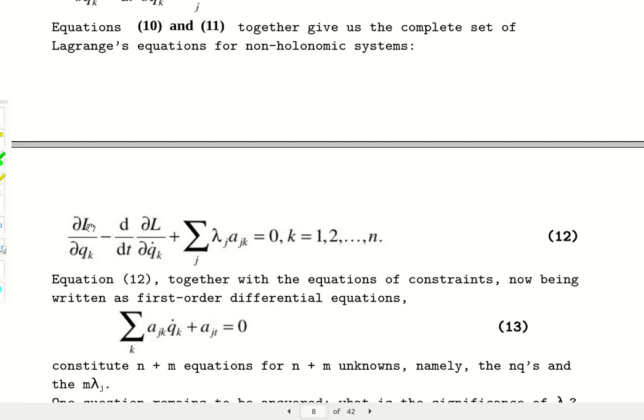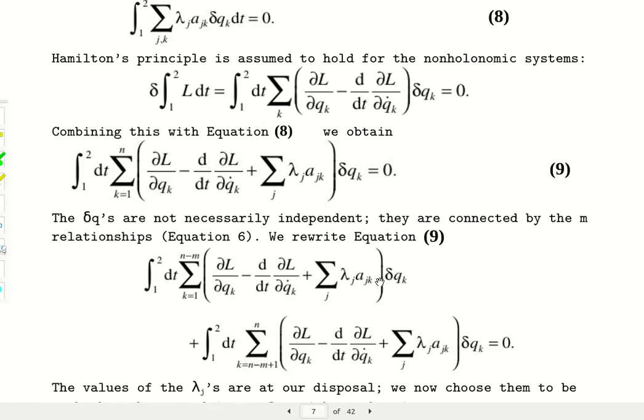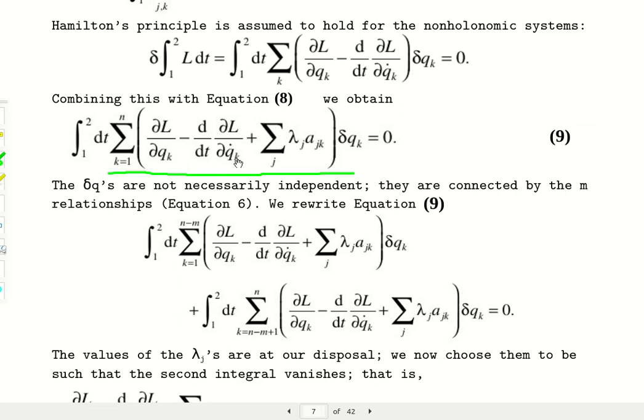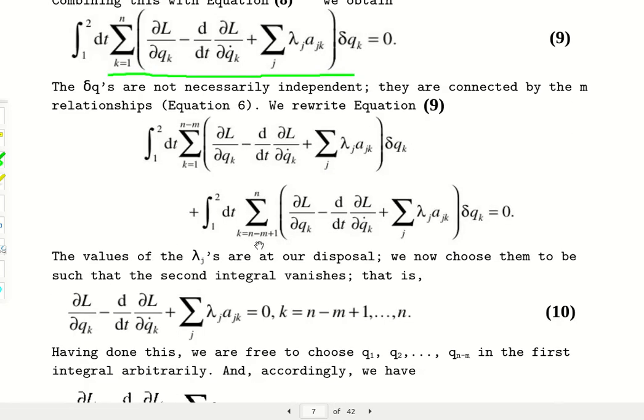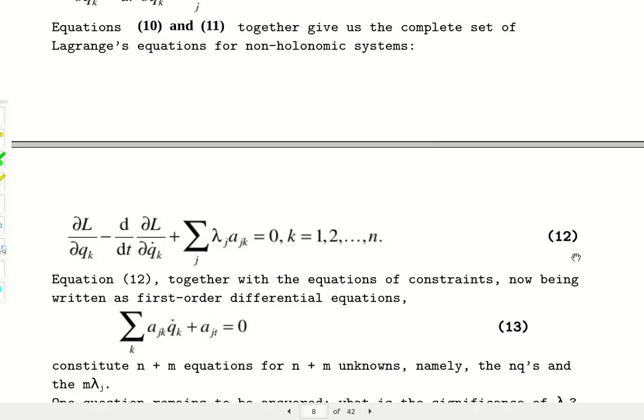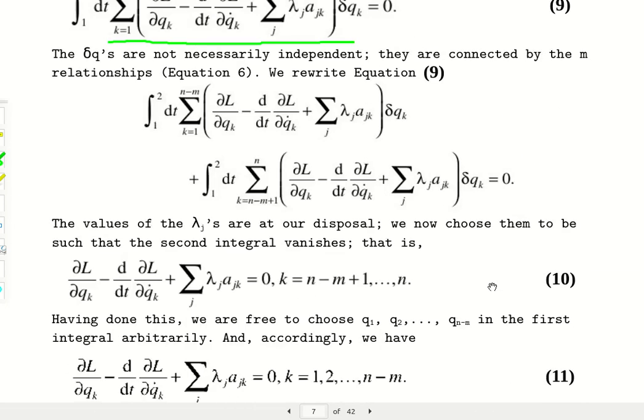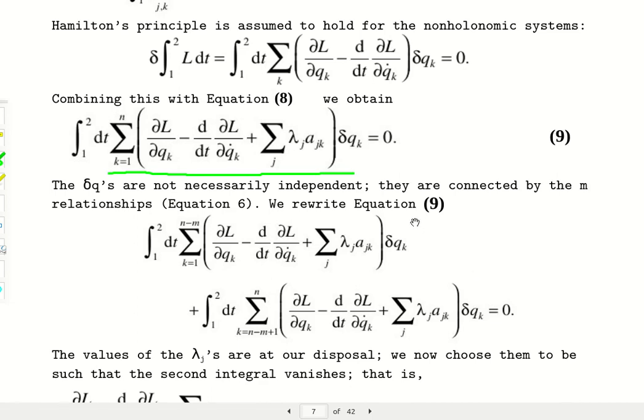So it is written over here, del L del qk minus d dt over this, and k is equal to 1 to n. We can write it from the first line. It can be written from here also, but if we write this from the very beginning of equation 9, that the whole integrand is 0, which is written in equation 12, then you can understand how the Lagrangian undetermined multipliers can be solved.